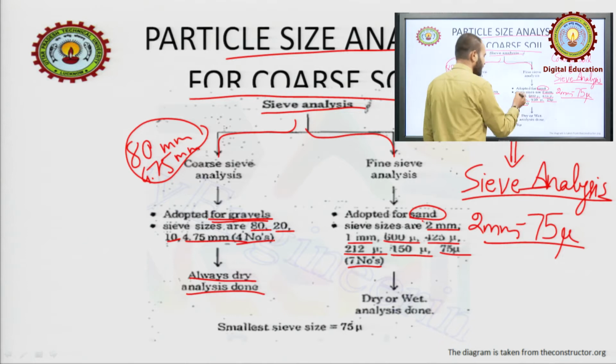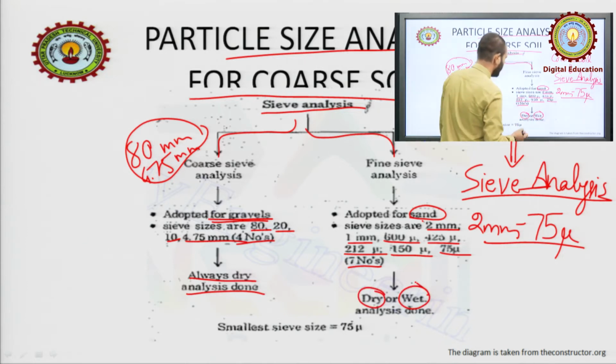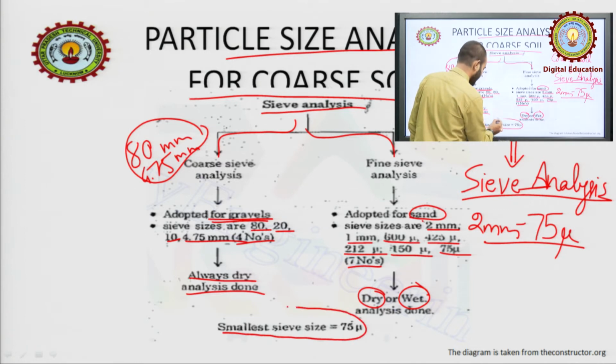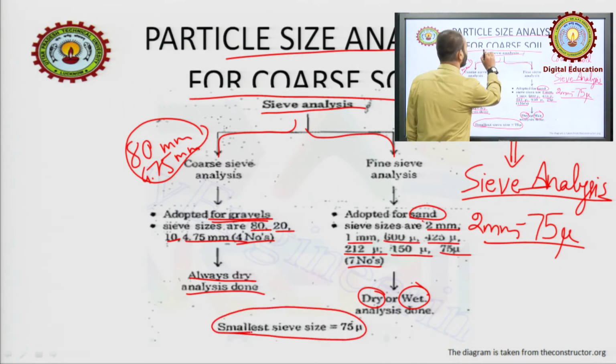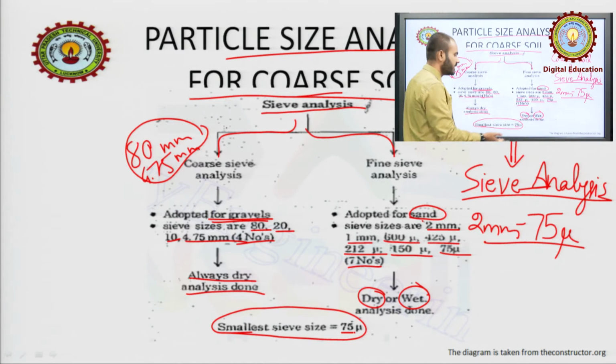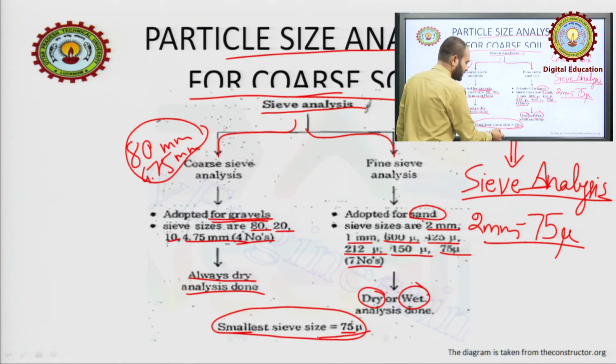Further, this can be a dry analysis or a wet analysis. What are these dry and wet analyses? We will be talking about it later on. The smallest sieve in size will be 75 micron. Why? Because we are talking about coarse soil, and the soils having a size lesser than 75 micron fall under the fine. So we will only have up to this sieve.